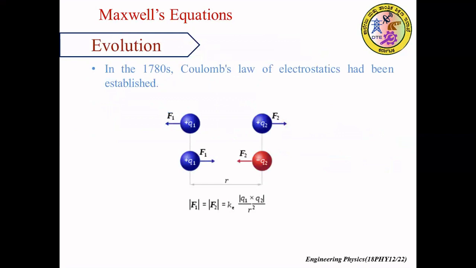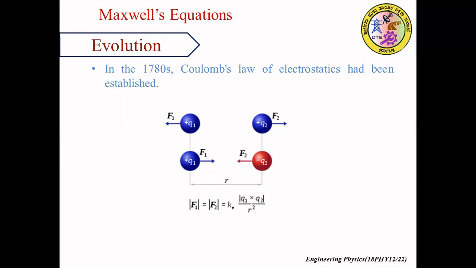Before going to the Maxwell's equations, we will look at the evolution of electrostatics and magnetism together. In the 1780s, Coulomb's law of electrostatics had been established. I hope all of you are familiar with the basic laws of electrostatics. It simply says that when two charges are interacting with each other, the force of interaction is proportional to the magnitude of the product of charges and inversely proportional to the square of the distance.